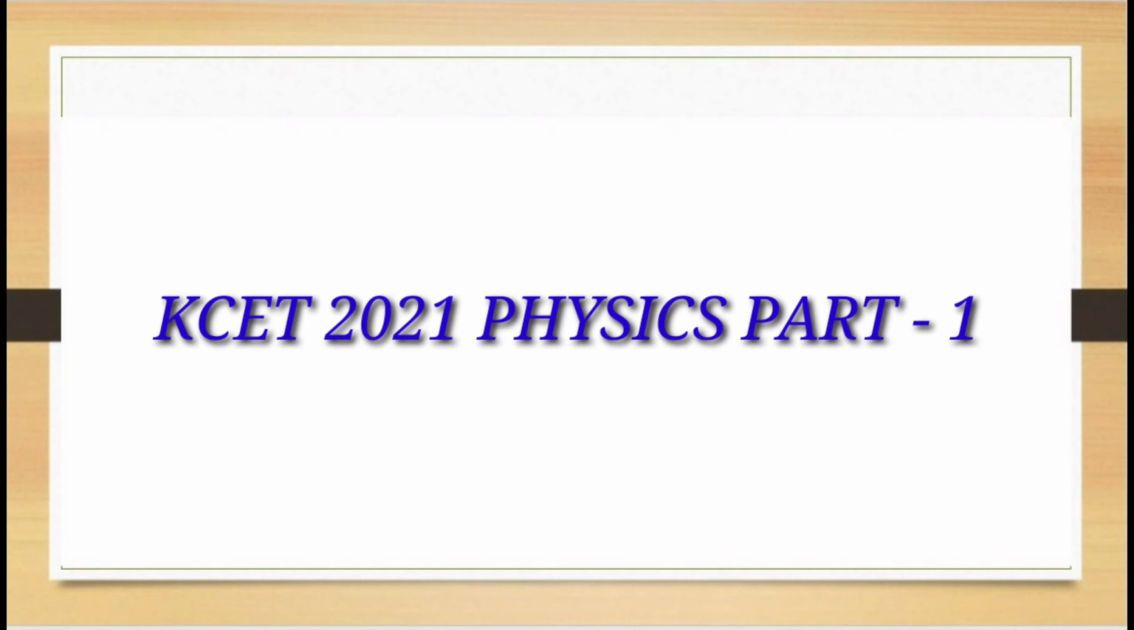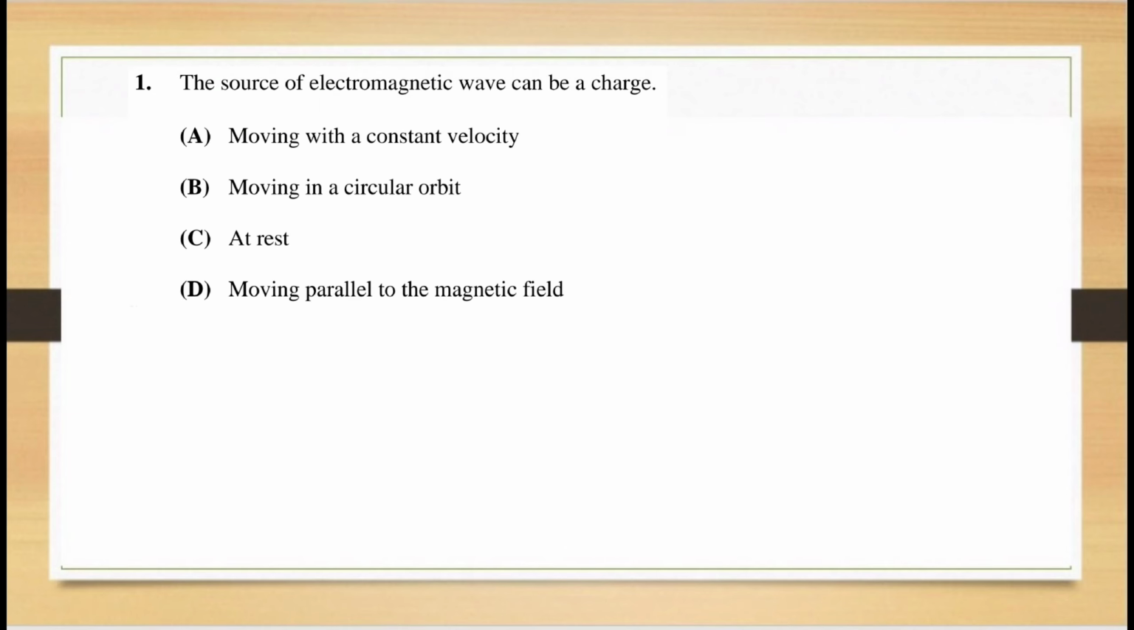In this video, I am solving the KCET 2021 physics question paper. Let's start the video. First question is, the source of electromagnetic wave can be a charge.